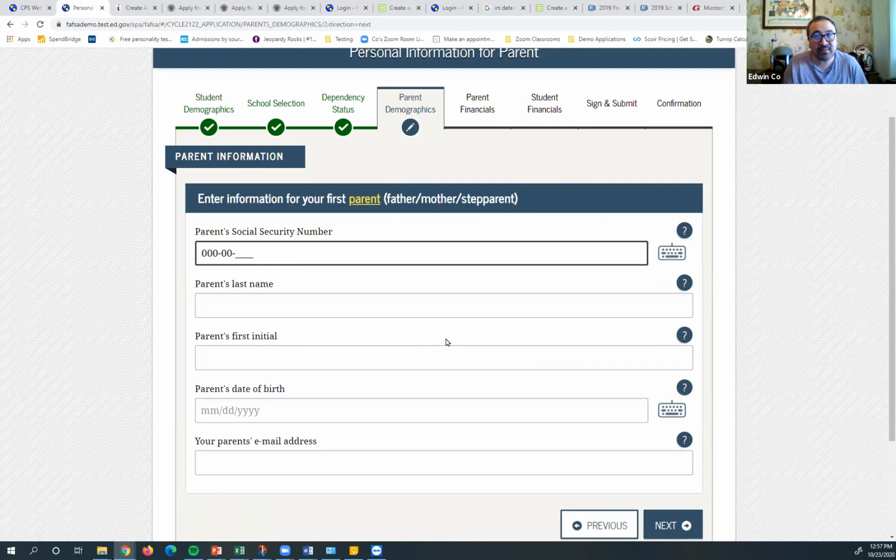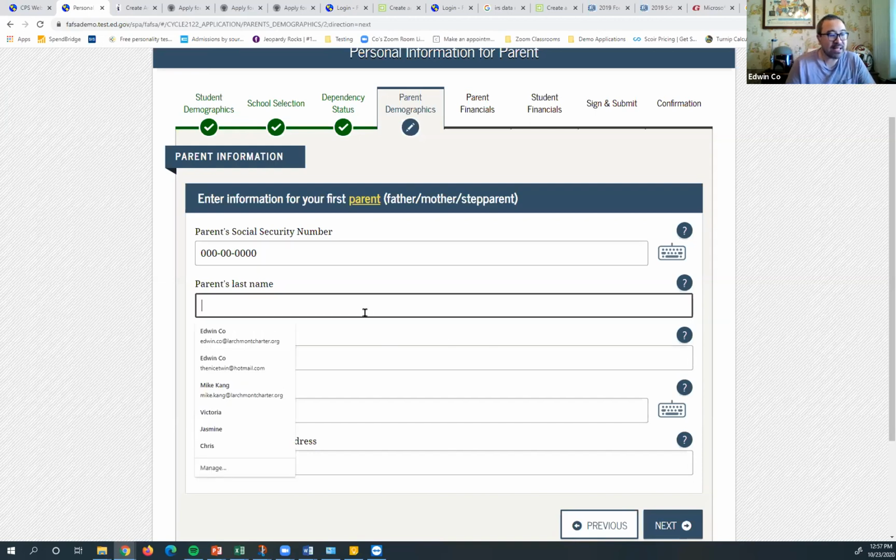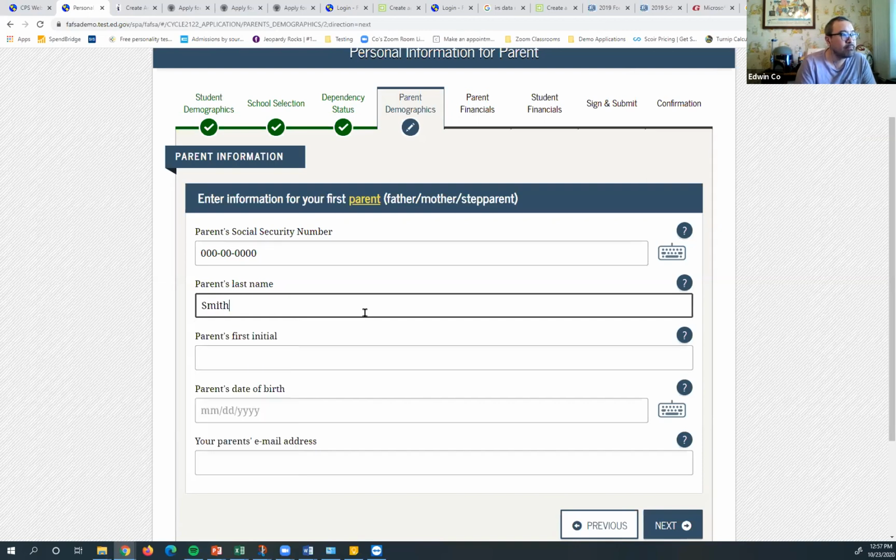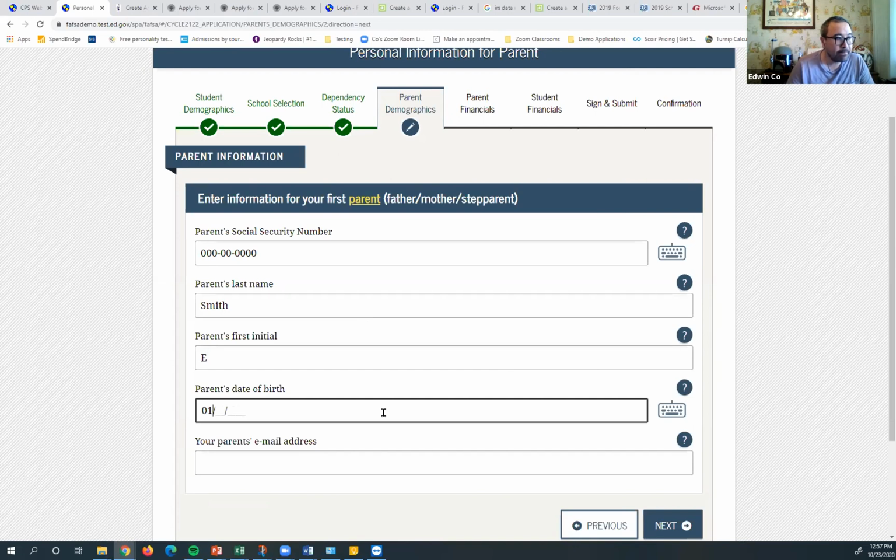If your parents do have social security numbers, you need to enter them here. But if your parents are considered undocumented, that is fine. You still have access to financial aid. Your social security number will just be 00000000009 zeros. Make sure you put your parents' last name and their first initial, and then their birthday.